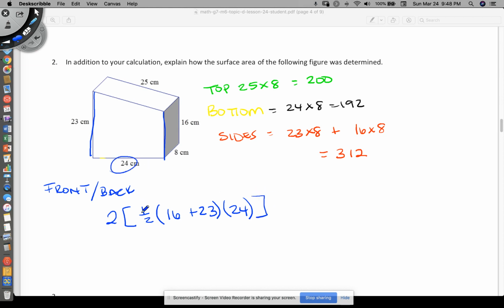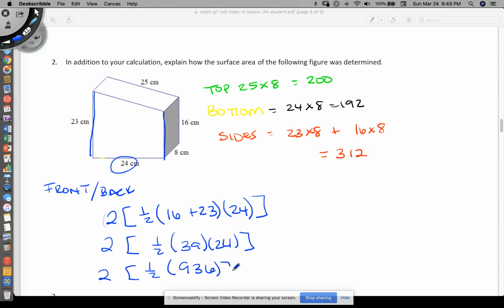But I'm going to take half of it because we're only talking about half of the one sides. All right, but then if you kind of notice, I'm taking half because I'm doing one side, but then I multiply it by 2 to get the other side. So it kind of cancels out at some point here, but that's okay. So we're going to say 2 times the quantity of half. Now 16 plus 23 is going to give me 39 times 24. All right, then I'm going to say 2 times the quantity of half times 936.